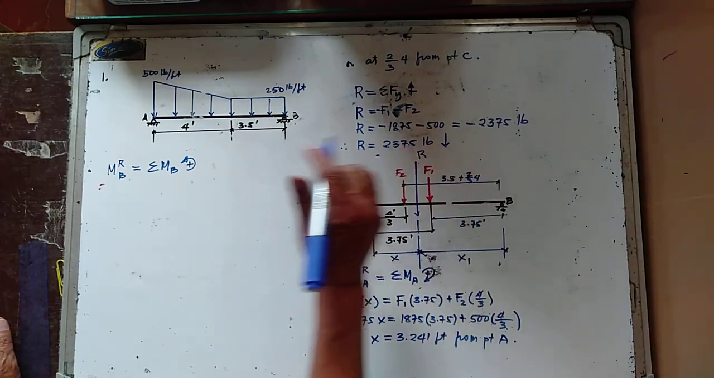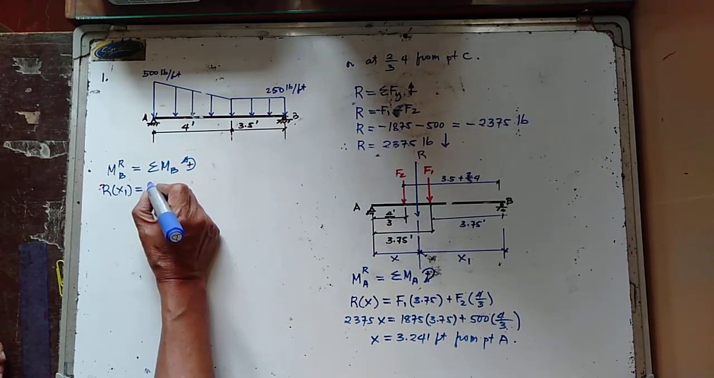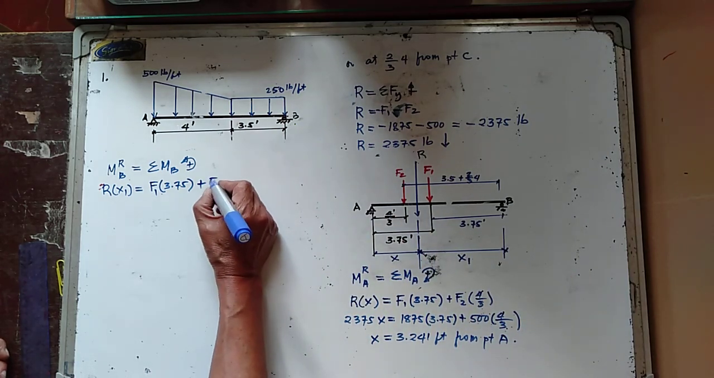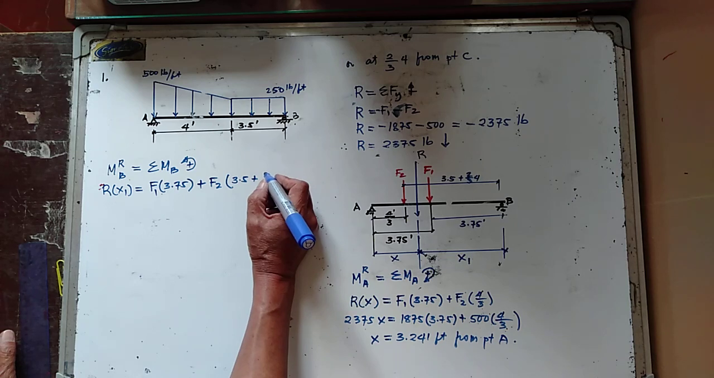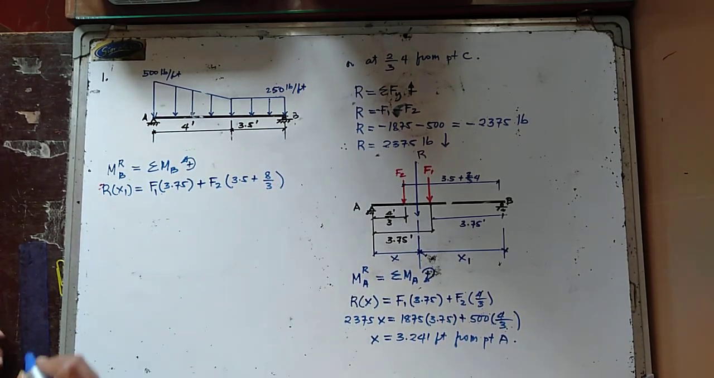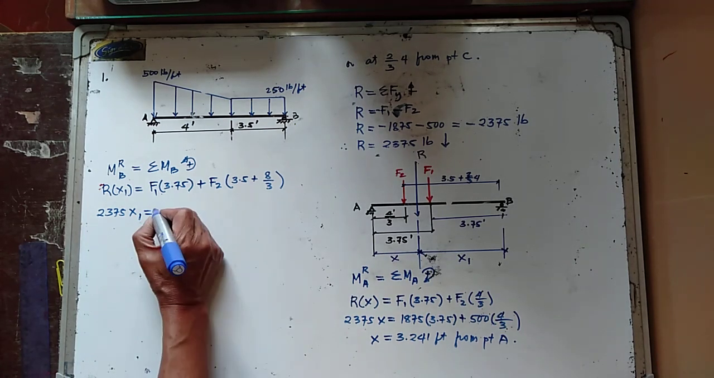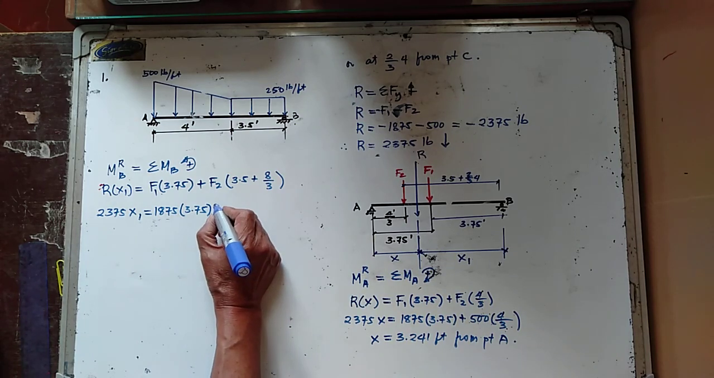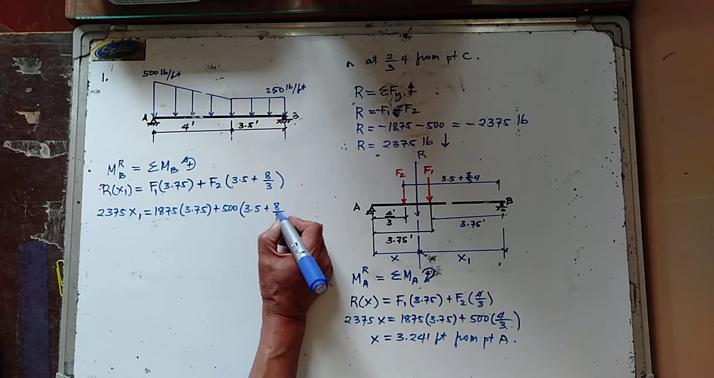So your R, multiplied by x sub 1, is equal to F1 counterclockwise. So F1, multiplied by 3.75. And then plus your F2. F2, multiplied by 3.5 plus 2/3 of 4, which is 8/3. It's 8 all over 3. So the resultant force is 2375. X of 1 is equal to F1, 1875, multiplied by 3.75 plus F2, that is 500, multiplied by 3.5 plus 8 all over 3.